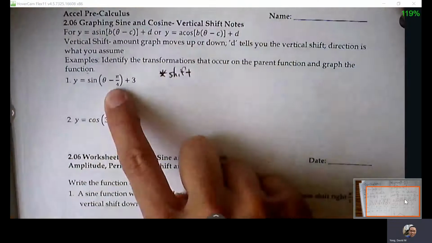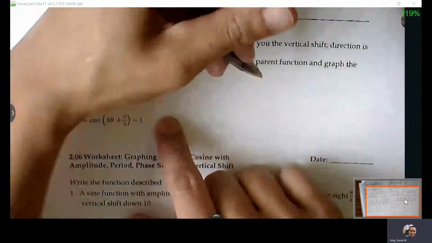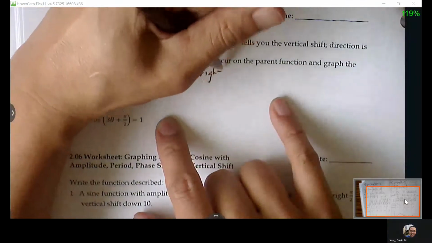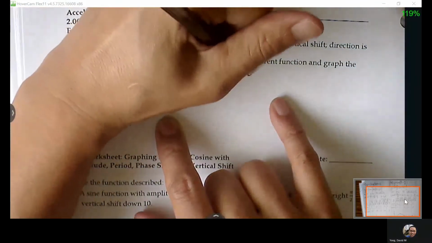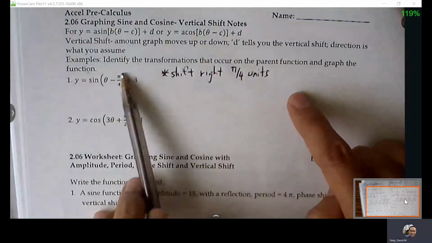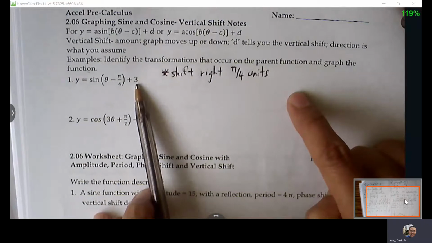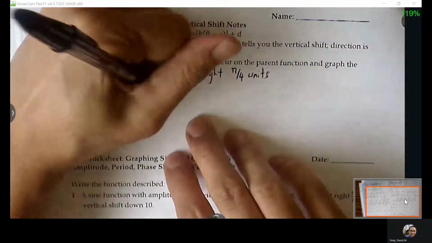So this is opposite, right? So minus, we've got to think, normally we've got to think opposite of what we expect. So shift right. And now we see this plus 3 that's all out here by itself. What's that going to do to the graph? That's right.